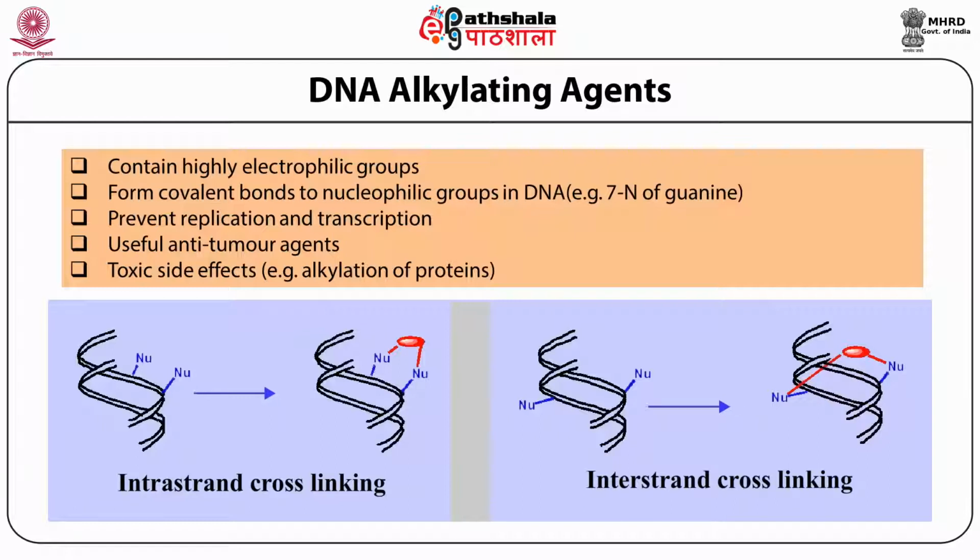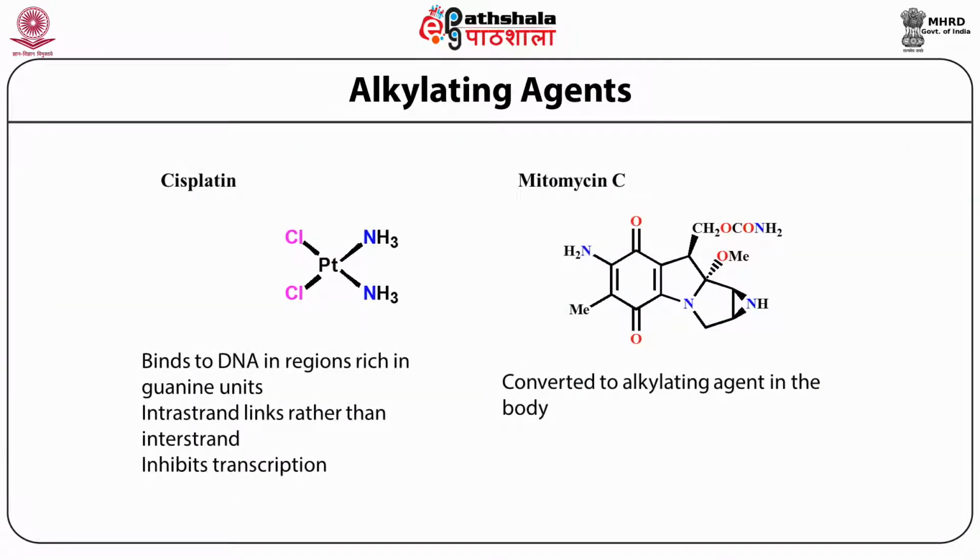So you can see here the inter-strand cross-linking by the DNA alkylating agents. You can see here the structure of cisplatin and mitomycin. Cisplatin binds to DNA in a region rich in guanine units, forming intra-strand links rather than inter-strand links. It inhibits transcription, while mitomycin C is converted to an alkylating agent in the body.